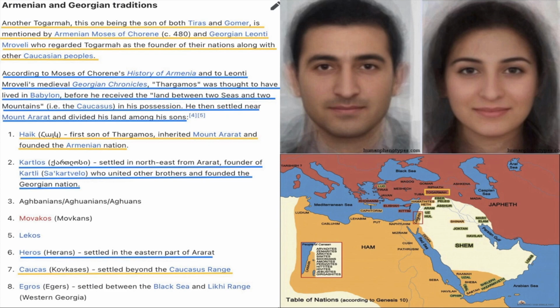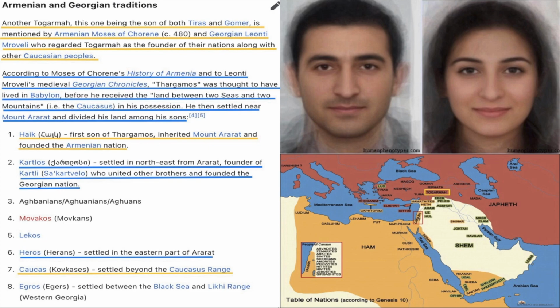Kartlos settled in the northeast from Ararat, founder of Kartli, who united other brothers and founded the Georgian nation. Herodos settled in the eastern part of Ararat, and Caucasus settled beyond the Caucasus range. So basically, it would seem that Togarma was one of the descendants of Noah, specifically from the lineage of Japheth, that settled the Caucasus. And Togarma settled around Mount Ararat, settled around the South Caucasus region, and all those parts of the world north of the Near East.